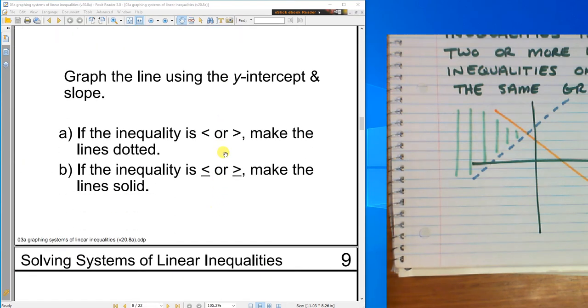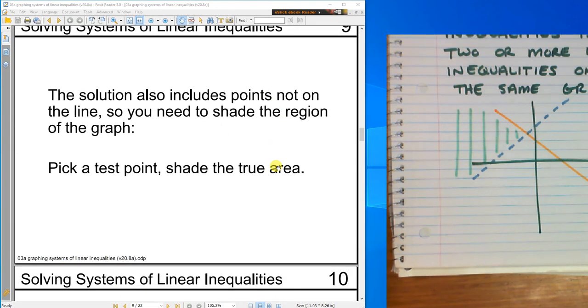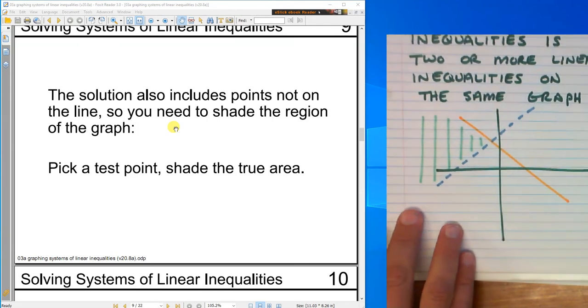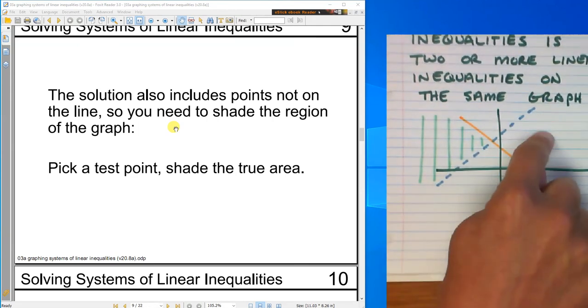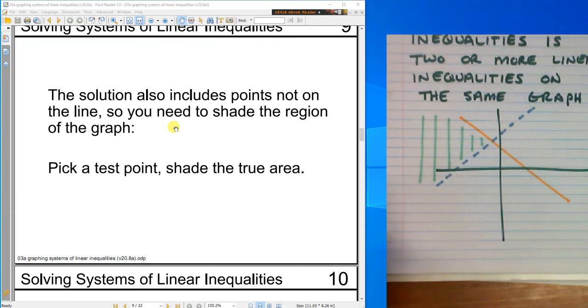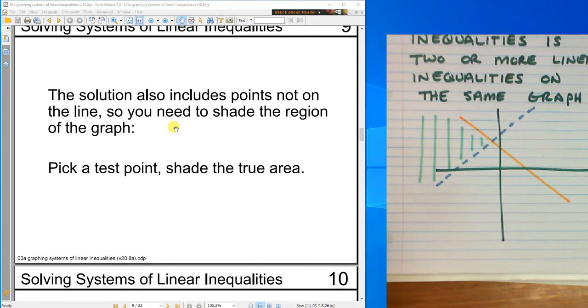We already know about solid and dashed lines because we did that in the last set of notes. The solution also includes points not on the line, so you need to shade the region. So if you see here, it actually broke it into 4 regions. 1 region, 2, 3, 4 regions. And one of these regions is the solution region, where every point in here works within the system.